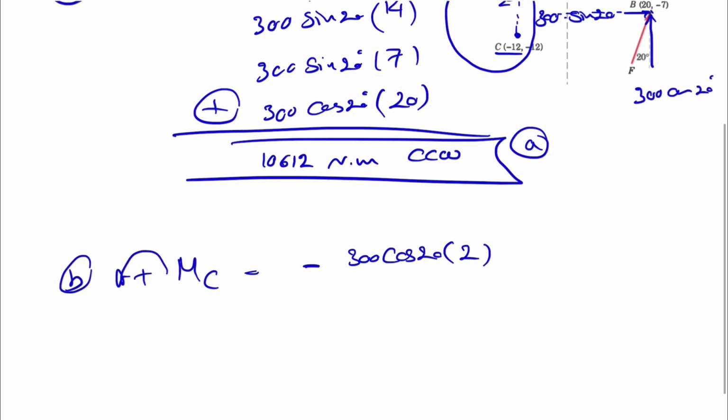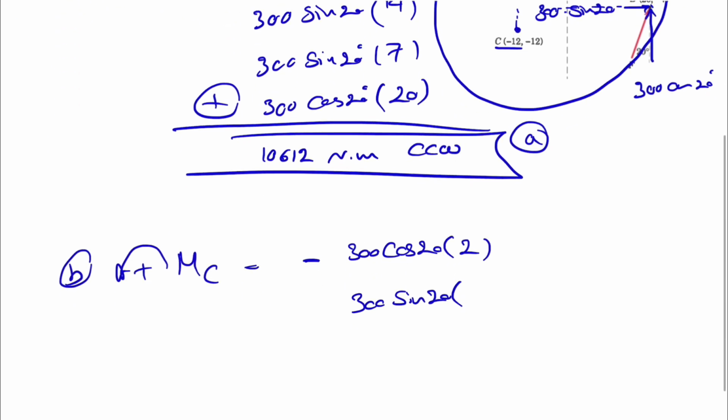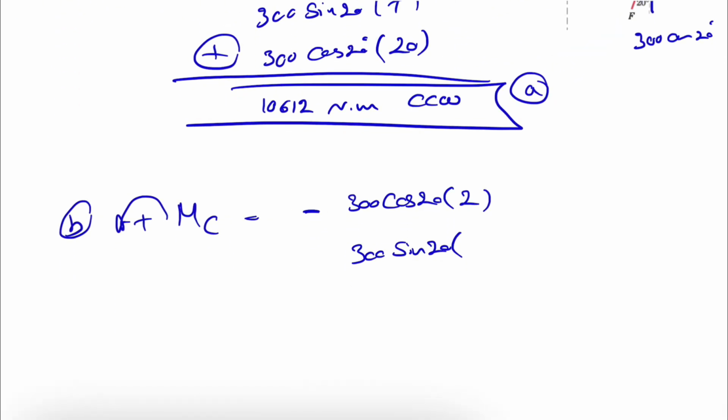Let's move on to the moment of 300 sine of 20 degrees. Let's see if it's clockwise or counterclockwise. So if we look at the 300 sine of 20, we can see that it's going to make a counterclockwise moment about point C, so it is positive.